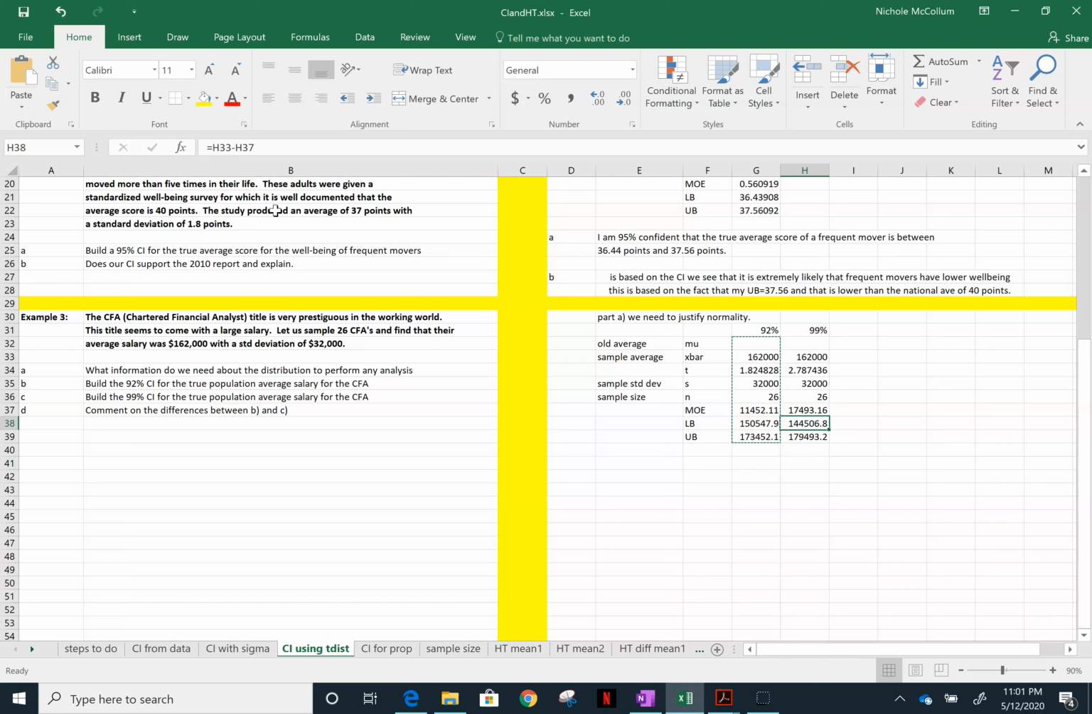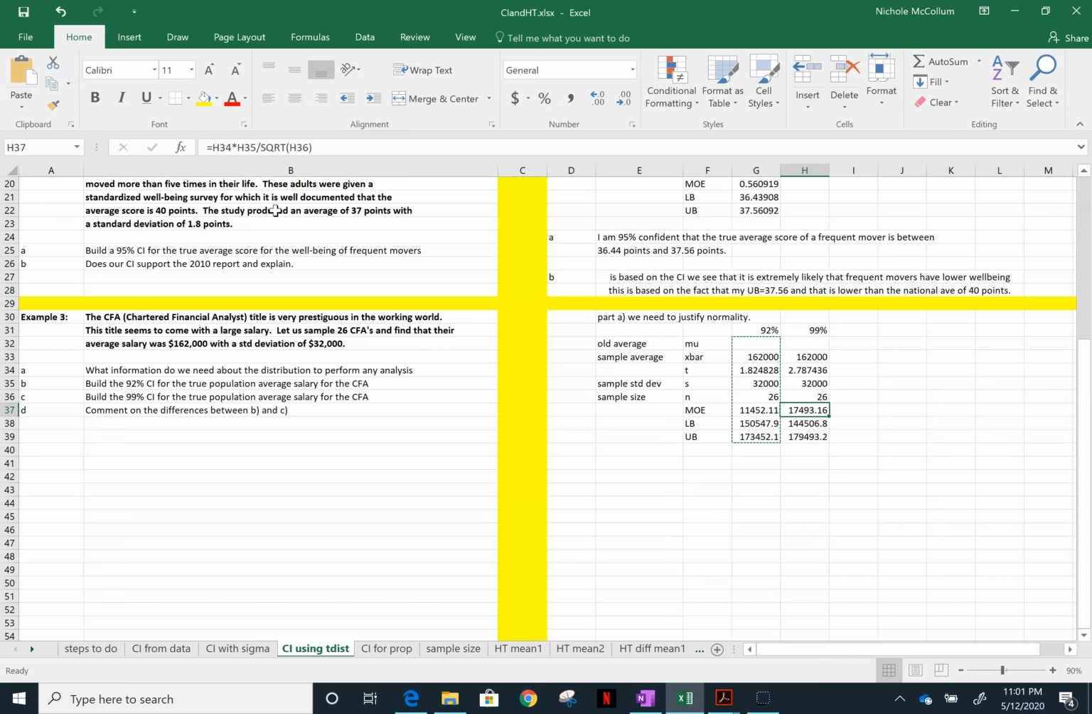And I'm pausing because I want you to see what the difference is. And that difference is pretty clear. As your confidence goes up, your confidence interval has to get wider. That's very important for part D. What's the difference between 92% and 99%? That difference is how wide the interval is. Notice the margin of error increased. Please notice that. The margin of error increased as your confidence went up.